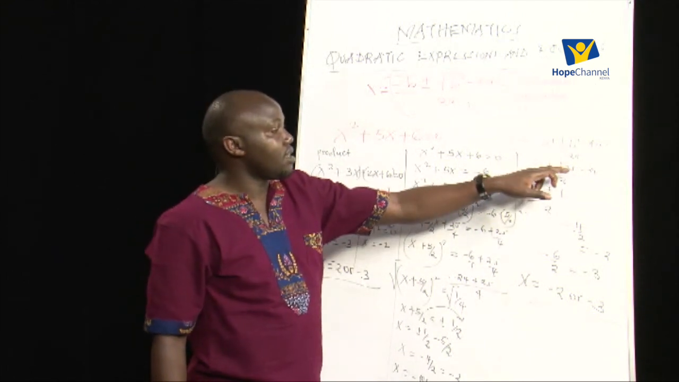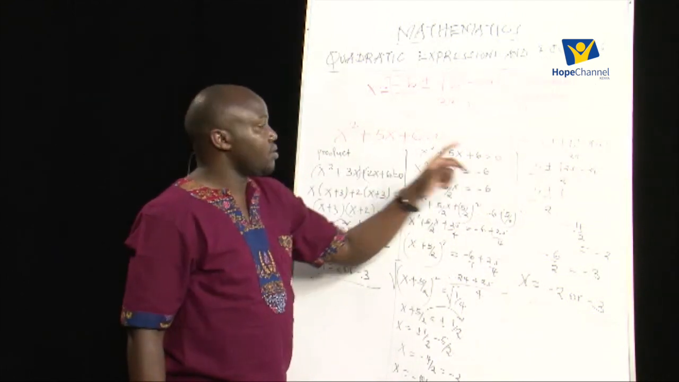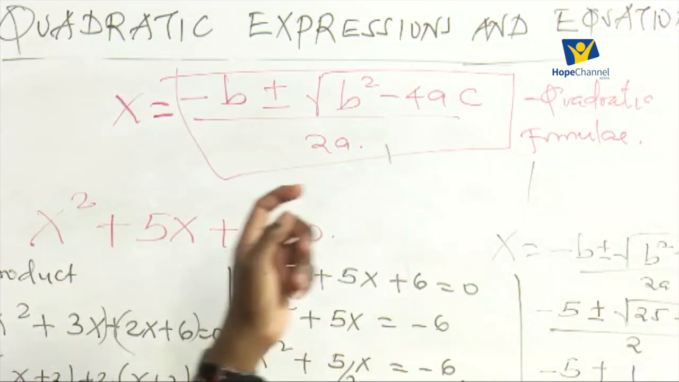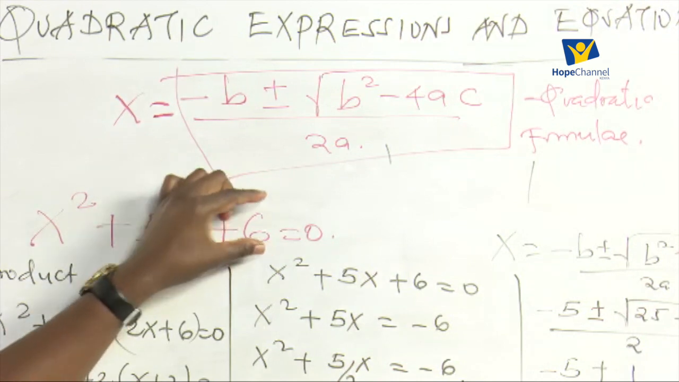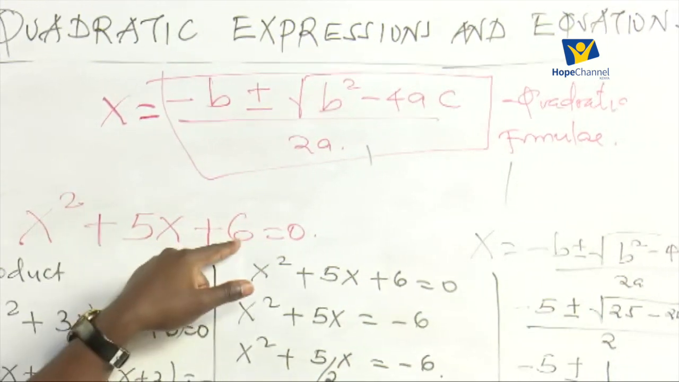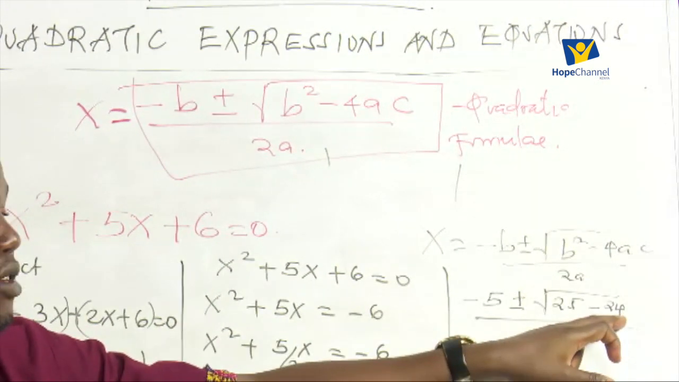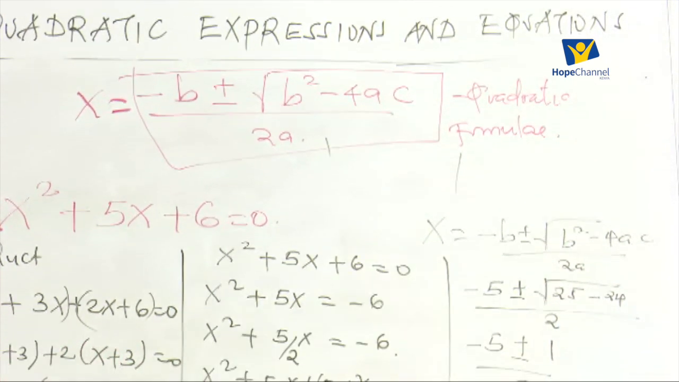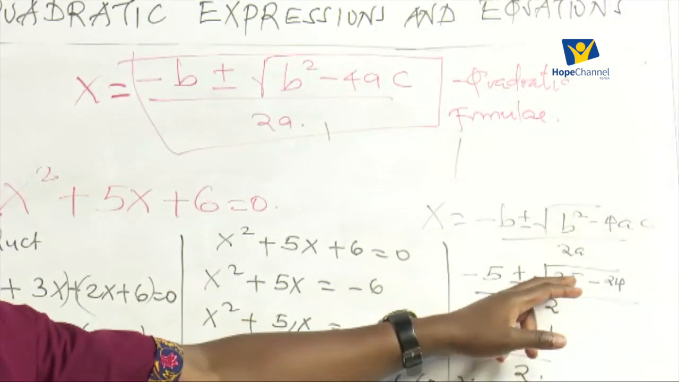Negative 5 plus or minus, the b squared is 5 squared, which is 25. Then 4ac is 4 times a times c. A and c is 1 times 6, which is 6, so times 4 gives us 24. So 25 minus 24 gives us 1, and the square root of 1 is 1.